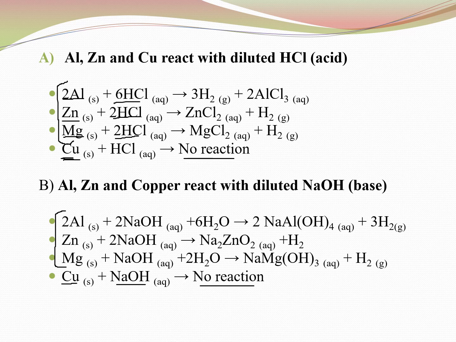amphoteric metals. Sorry, there needs to be a correction here at the top. It should be aluminium, zinc, and magnesium that reacted, represented by Mg. Copper did not react with the acid nor with the base. So copper has no reaction. It is the inert metal. So make the correction in this one, guys, please, on both the reaction with acids as well as with the bases.